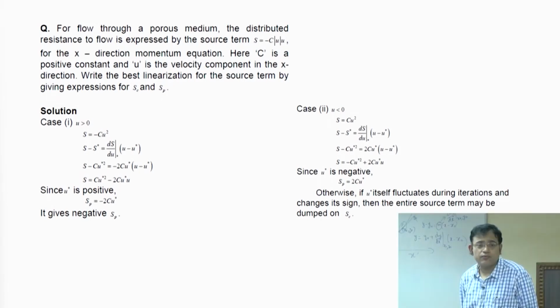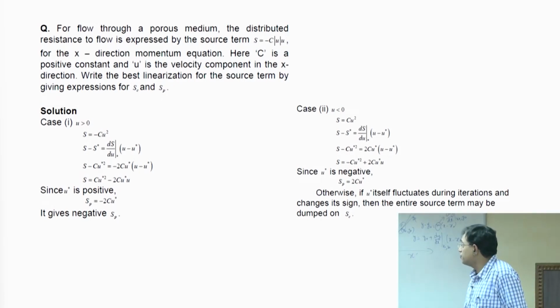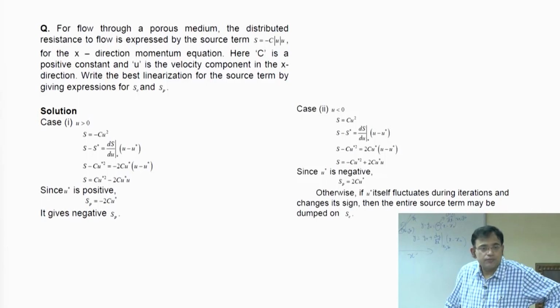So, that follows that rule, but if u is less than 0, then for this source term linearization you will see that because u star is negative, you will have this one. So, Sp, if you take this 2C u star, so if your u star is negative, you will have Sp also negative, right.